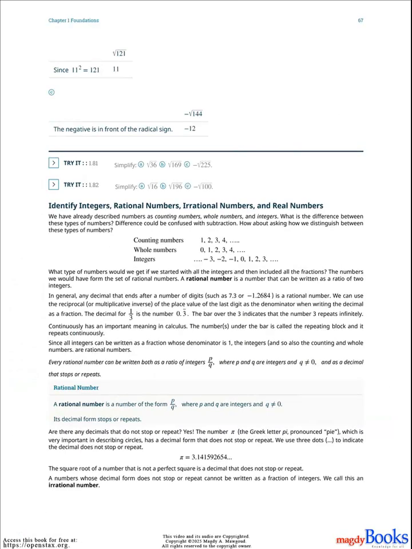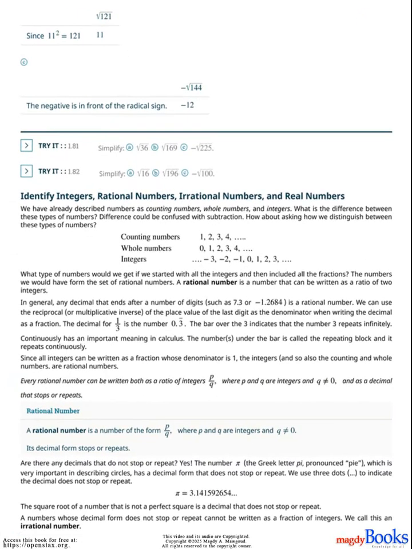B. The square root of 121. Since 11 squared equals 121, the square root of 121 is 11. C. The negative square root of 144. The negative is in front of the radical sign. -12.